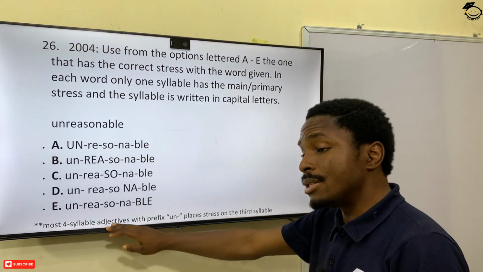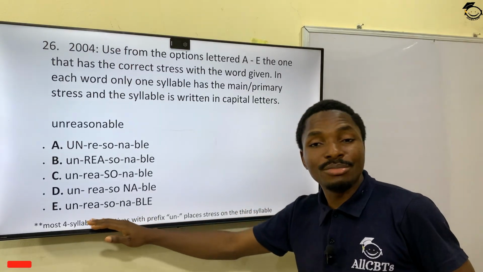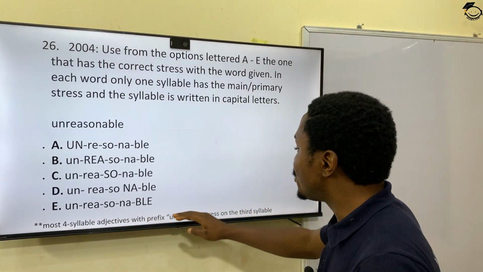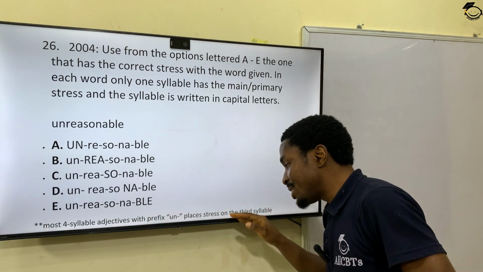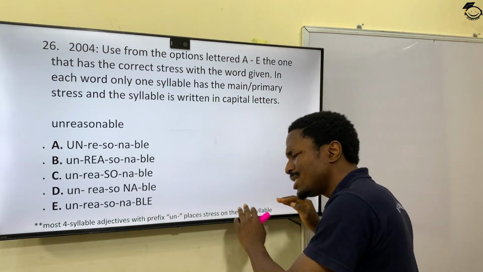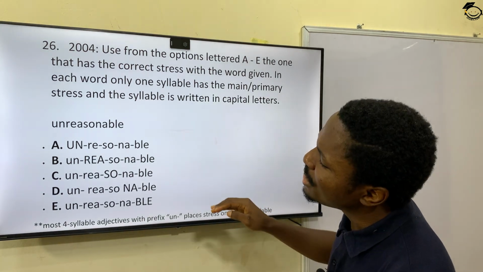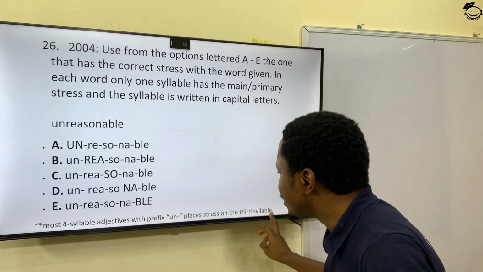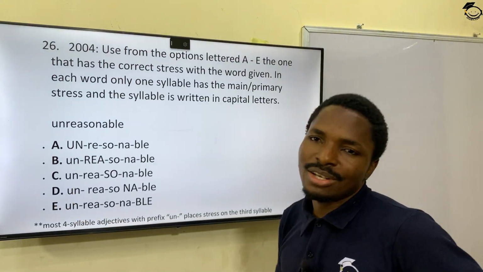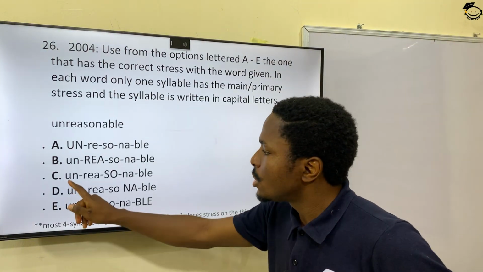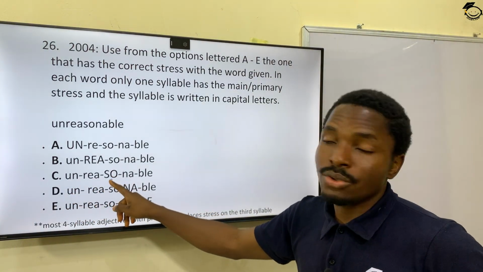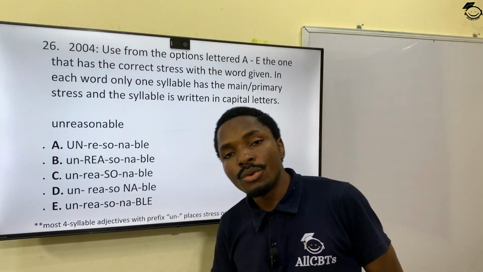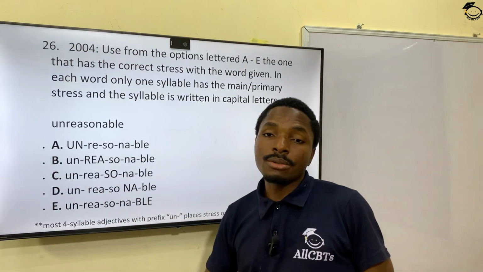So this is the rule, and this rule cannot be broken. Most four-syllabic words with prefix un have the stress on the third syllable. Once this one is at the back of your mind, you don't even need to stress yourself. You just know that if the stress is on the third syllable, C has got to be my answer. Because what? 1, 2, 3. So unreasonable, that's option C.